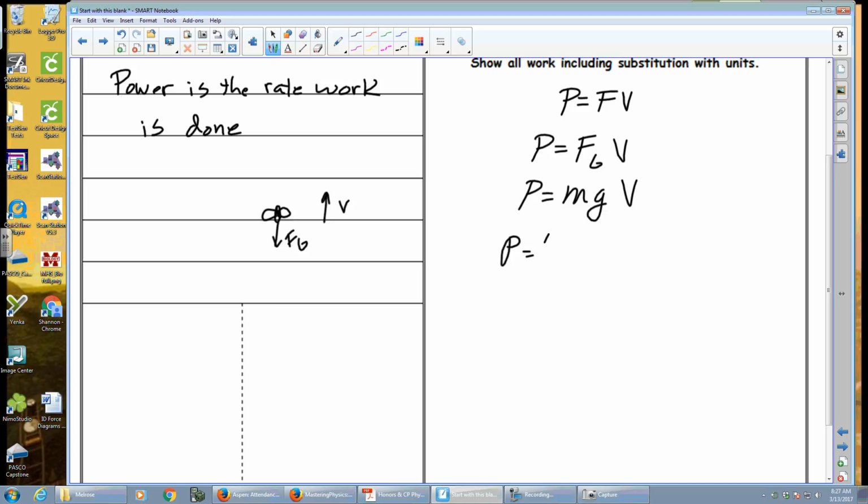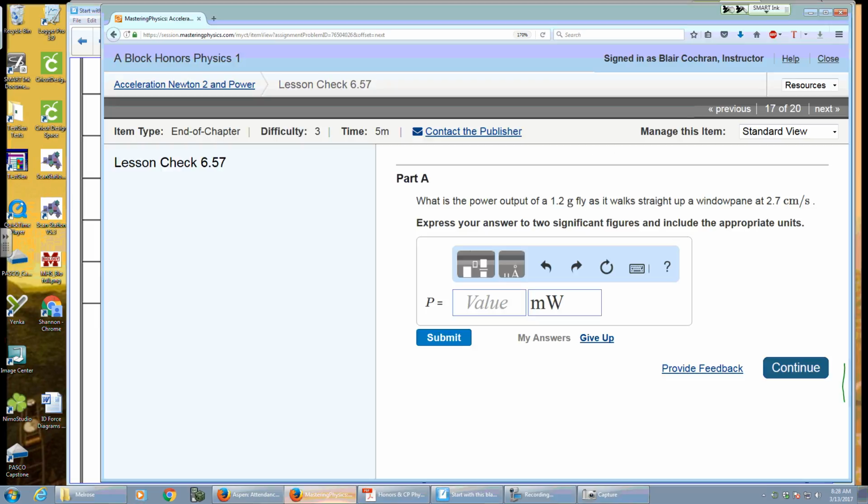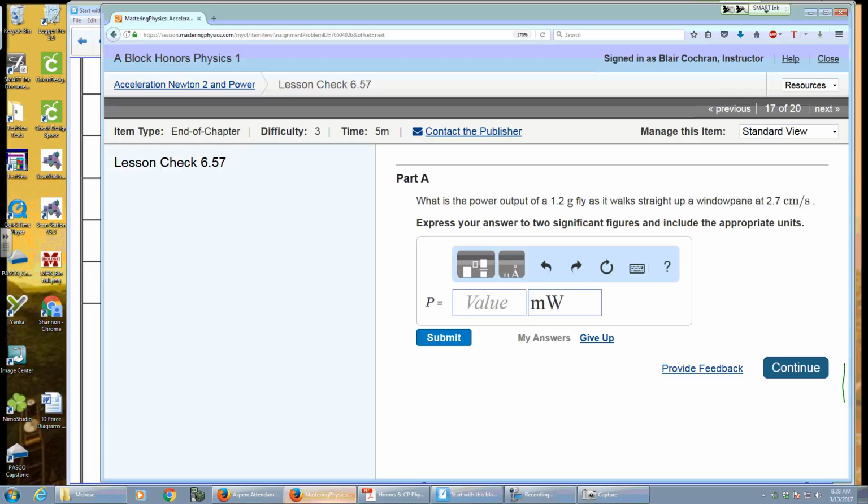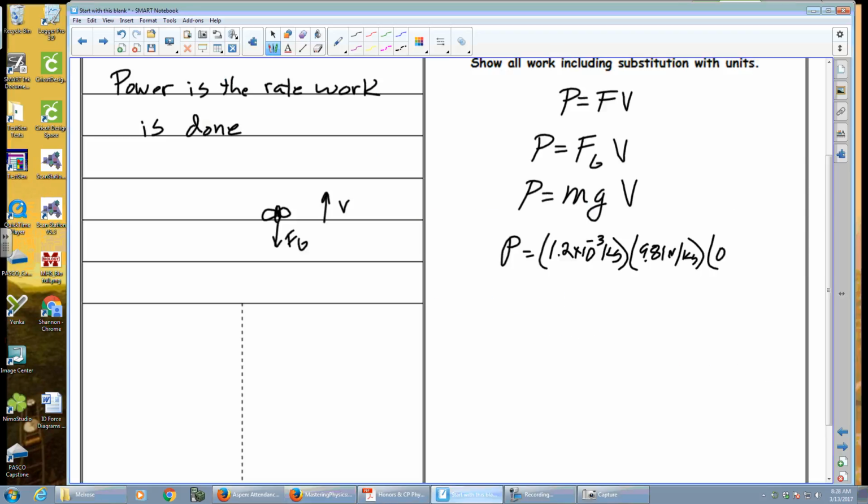I would suggest changing his mass in grams to kilograms: 1.2 times 10 to the negative third kilograms, times 9.81 newtons per kilogram. And I would do the velocity into meters per second, so 0.027 meters per second. That'll give you a power in watts.